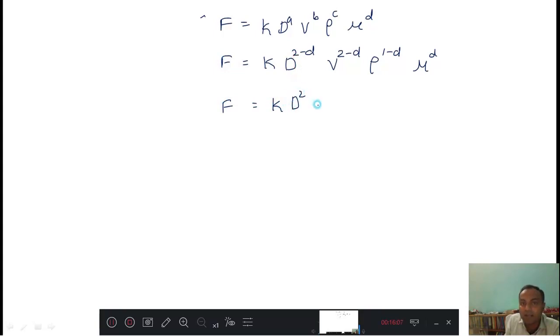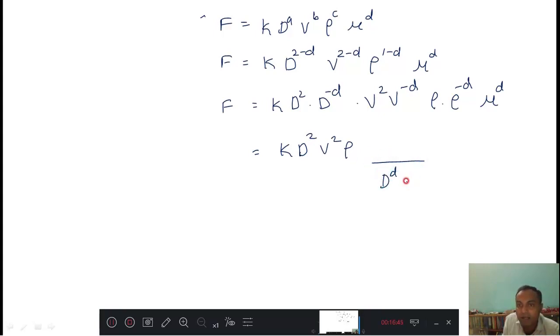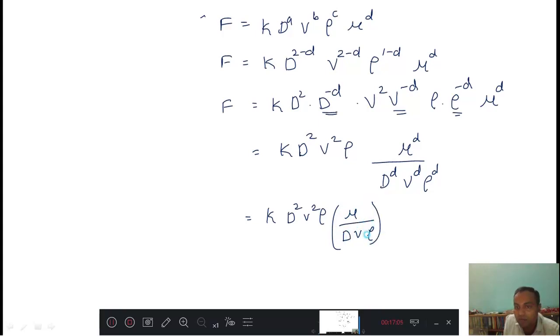I can write it as D square into D power minus d, then V square into V power minus d, then rho into rho power minus d, then mu power d. Minus d means they will come down. Therefore K D square V square rho will be as it is, and then D power d and V power d come down, rho power d and mu power d will be here. Then we will get F equal to K into D square V square rho, then mu by D V rho to the power d.